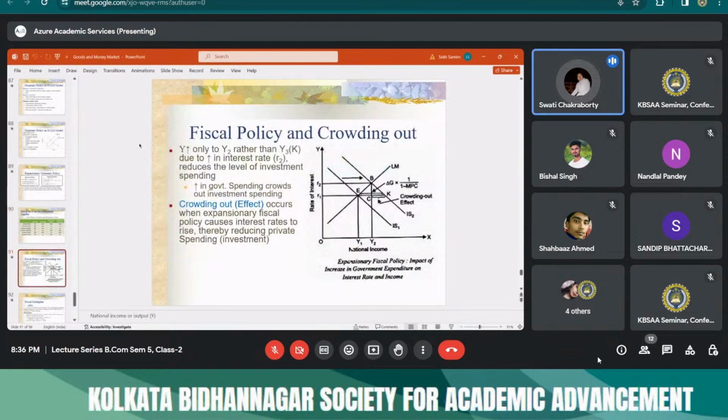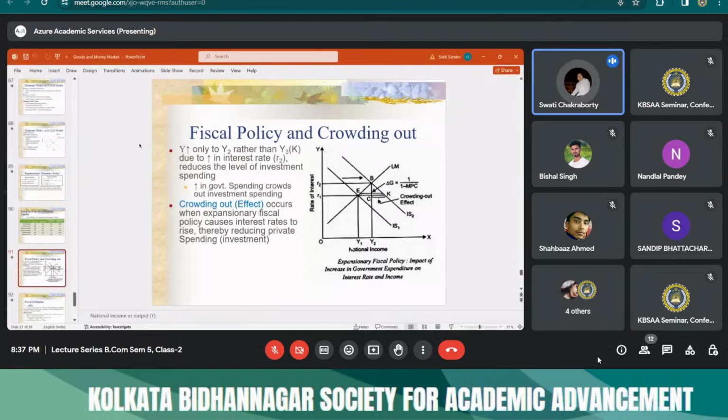Okay, this is where we are talking now about fiscal policy and crowding out. When we talk of crowding out, we are talking of expansionary fiscal policy, that is an increase in government expenditure. How much is the increase in government expenditure? On the graph, you can see it's by delta G times the multiplier, 1 by 1 minus MPC, marginal propensity to consume.